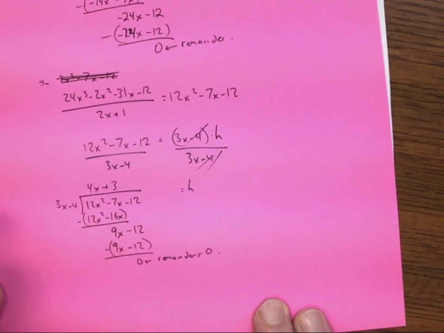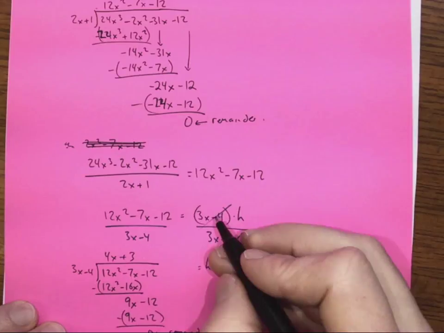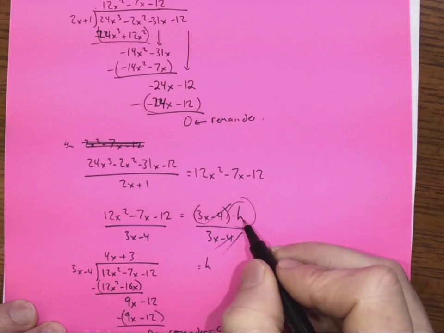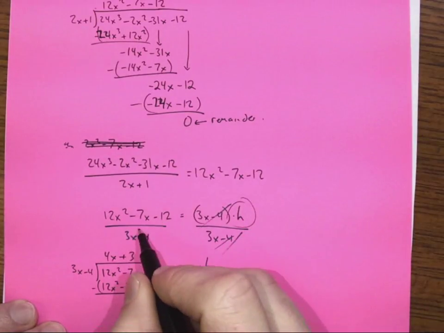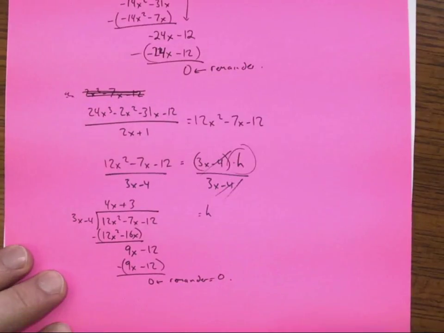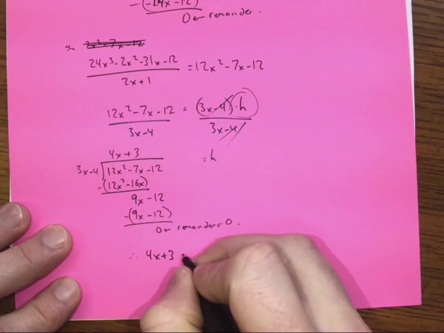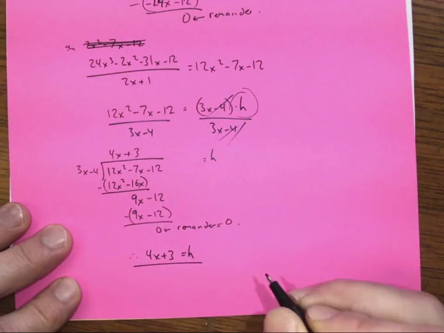Okay, so that means, let's take it all the way back. What we just found is h. h was this number divided by this number. It's the quotient of this, which is 4x plus 3. So therefore, 4x plus 3 equals h.